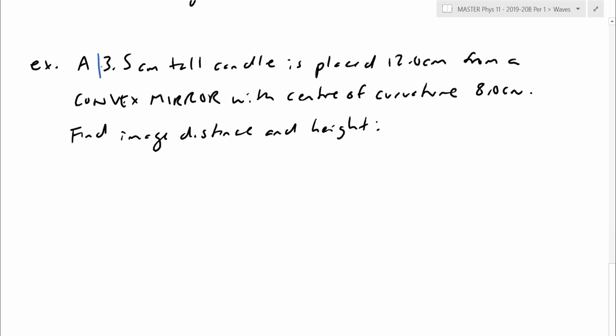In this case, we're told our real object, which is a candle, is 3.5 centimeters tall. This one is going to be the HO, positive. It is placed 12 centimeters away, so I'm putting the real candle in front of a mirror. So this one is going to be DO. I am expecting this to be positive, because it's up to me how far I put it away from the mirror. This is separate from a convex mirror.